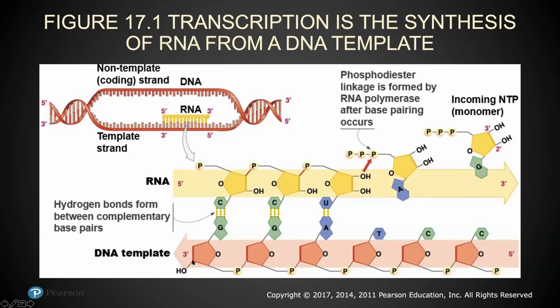And you can see that it's running 3' to 5'. What I'm doing here is adding the corresponding ribonucleotide to the complement on the DNA. So here I have my guanine. I'm going to attach a cytosine with my ribose sugar, right?